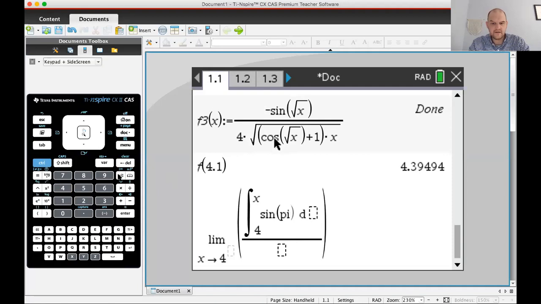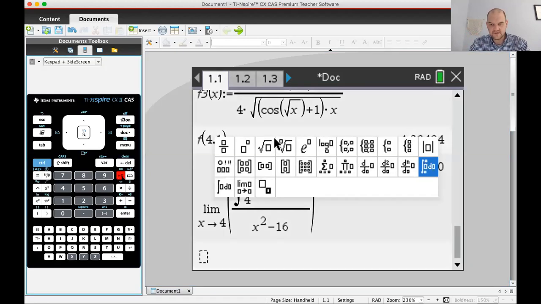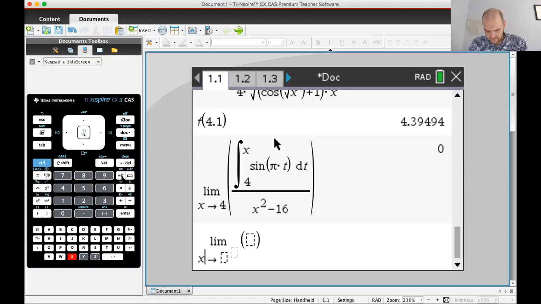Sine of pi times t dt over x squared minus 16, and we get 0. We don't know why the calculator thinks it's 0. So we do have to check our work and make sure our work is right, especially when 0 is your answer, because as soon as you get a factor of 0, all your other work could have been wrong, and just because you're multiplying by 0, you're going to get 0. So you definitely want to check your work on those, but it's reassuring that the calculator also got 0, because we think it is 0.